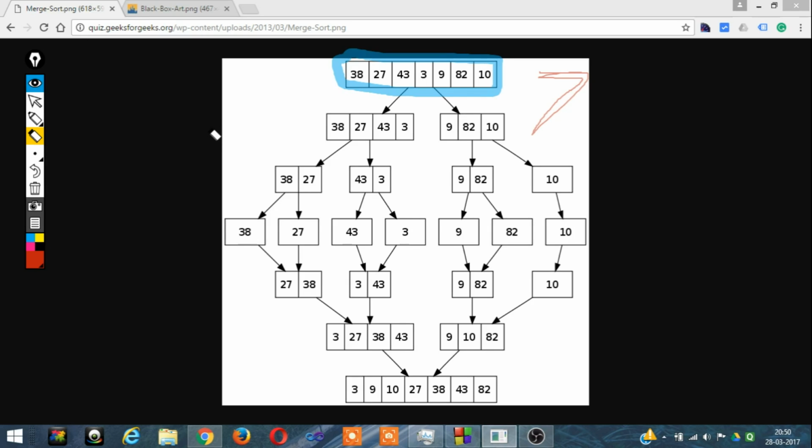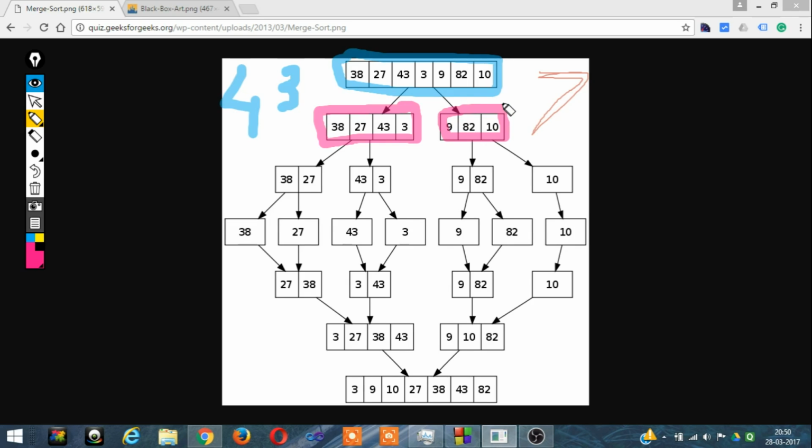But anyways, when it's divided in half, one part would be of size 4, and the other part will be of size 3. So this is what should happen, and in this diagram it's written that this subarray has 4 elements and this subarray has 3 elements.